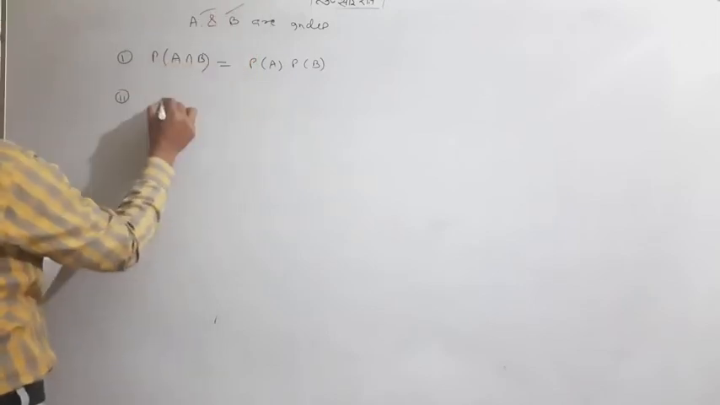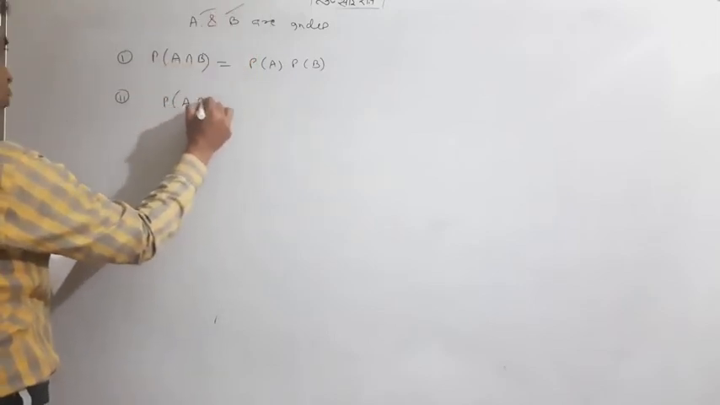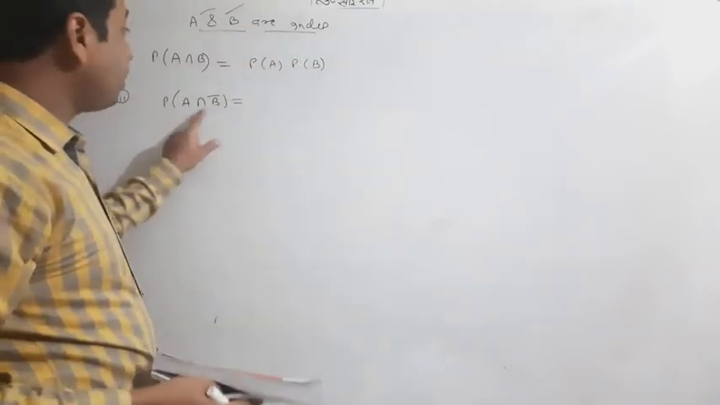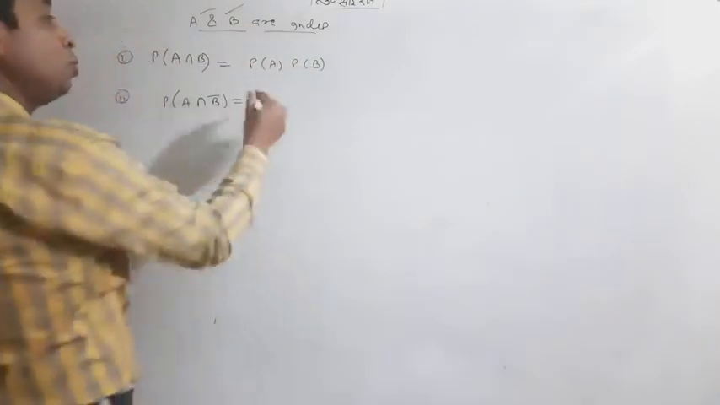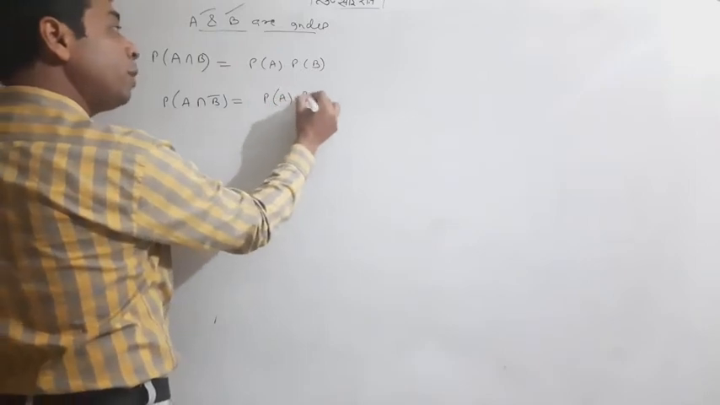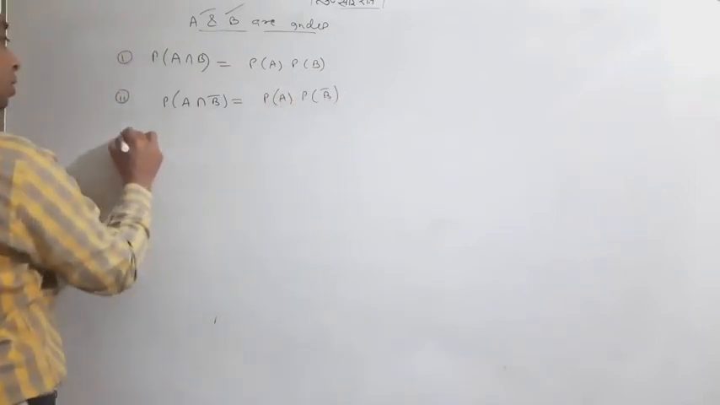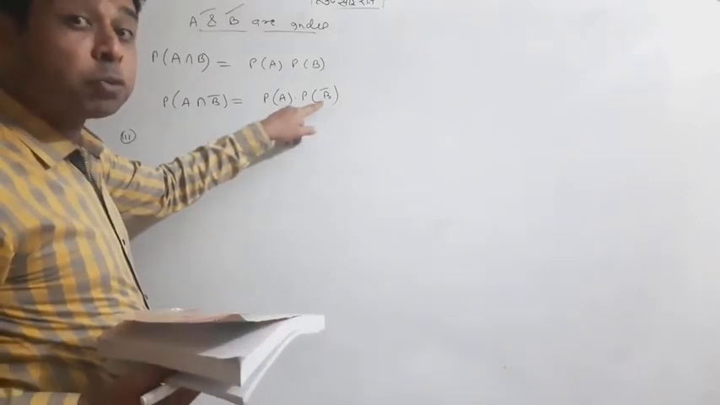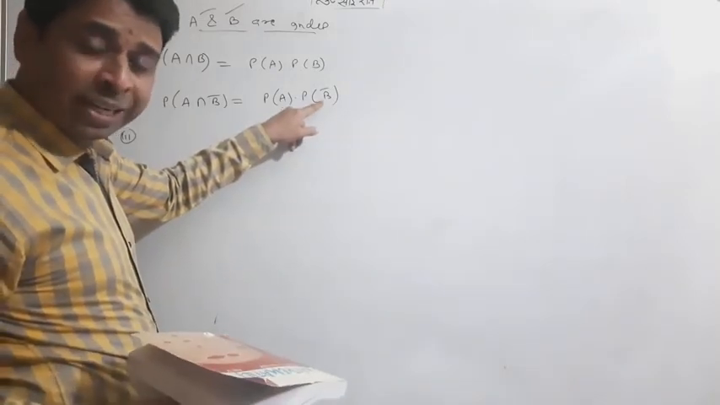Second question, A and not B. One should know that when A and B are independent events, A and not B are also independent events. So you can write P of A into P of not B. P of A value is given, and P of not B you can write as 1 minus P of B. Put the values of P of A and P of B and get the answer.